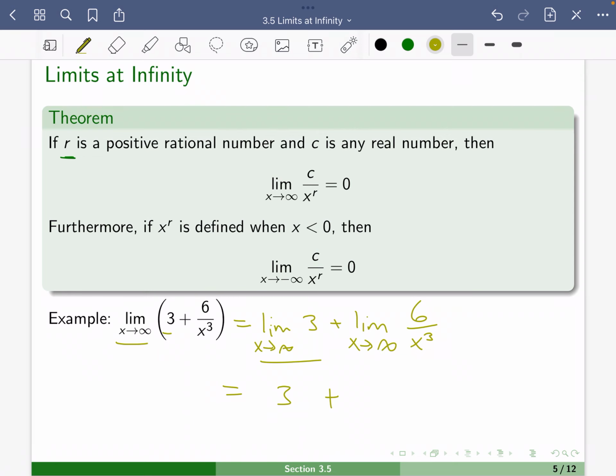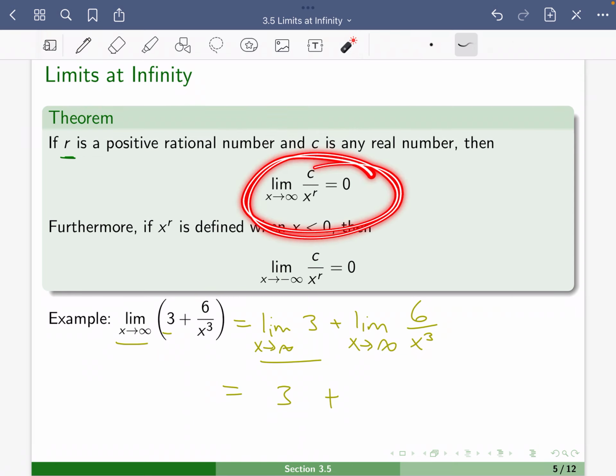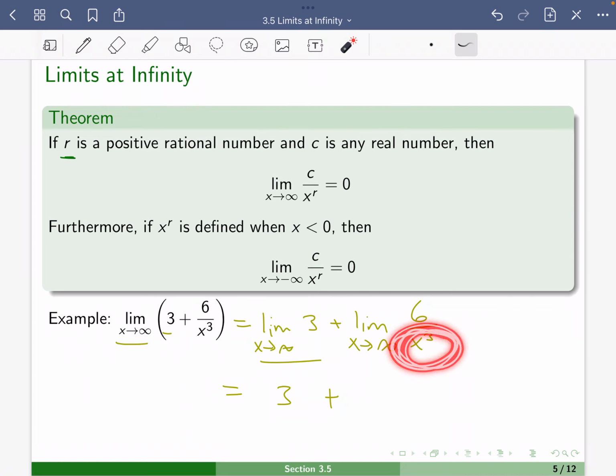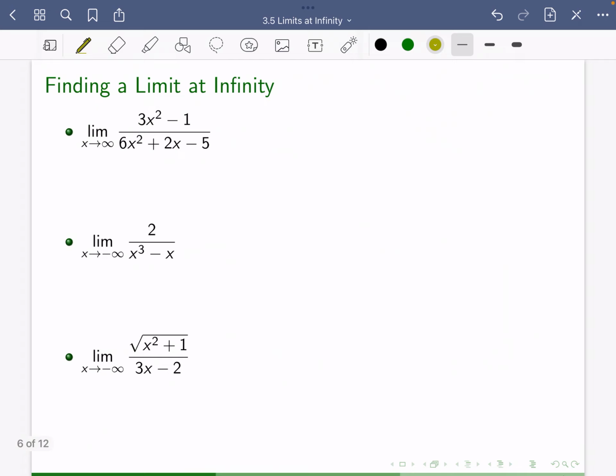For the other part, we are using this idea right up here. We have a constant over x raised to some positive power. As x gets really big, this number down here also gets really big. 6 divided by some ginormous number is going to get really close to 0. And as that number on the bottom gets larger and larger, we get closer and closer to 0. So we get 3 as an output. Great. So let's look at some more examples.